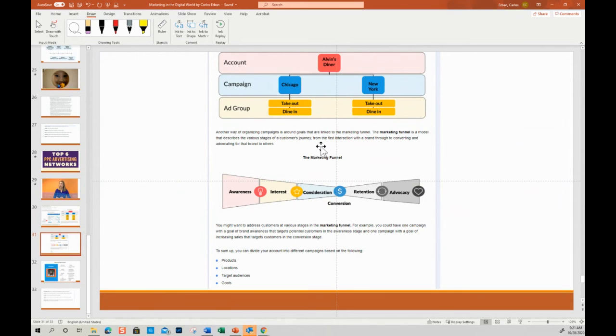Now you can organize your campaigns depending on which stage of the marketing funnel you're in. Now, this is a very important concept, the marketing funnel. So I'm going to explain to you what the marketing funnel is. So for now, forget about campaign structure.